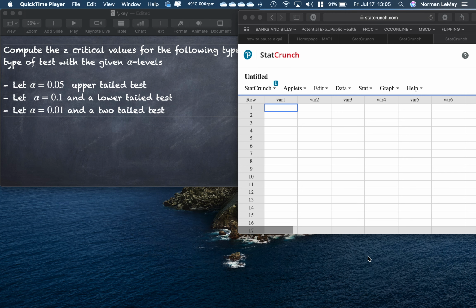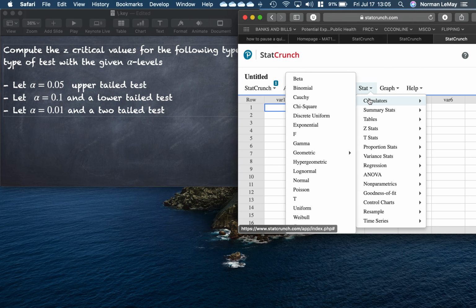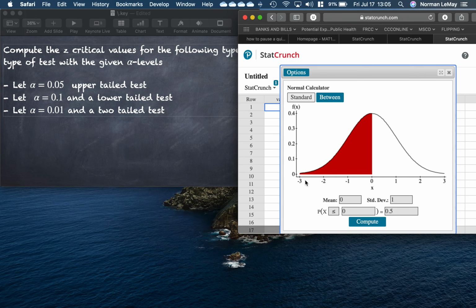I'm going to start off with the Z critical value. So again, this is regarding a single proportion or two proportions. We're going to come up here and go Stat, come over to our Normal calculator. In this case, we are given an alpha level of 0.05, and we are informed that this is an upper tailed test. So what we need to find is the fence line that shades that upper area with an alpha of 0.05, which is going to be your rejection region, and anything below that is your non-rejection region.